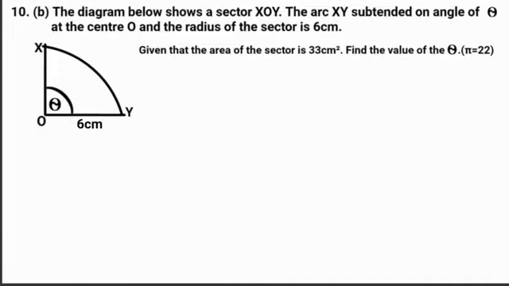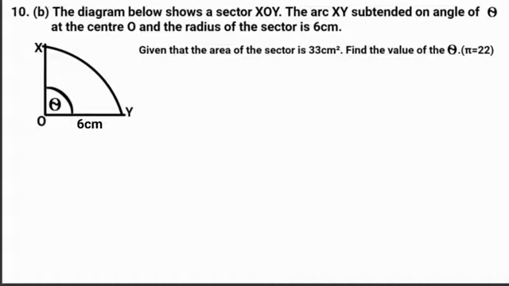Question 10b was as follows. The diagram below shows a sector XOY. The arc XY subtends an angle of theta at the center O, and the radius of the sector is 6 centimeters. Given that the area of the sector is 33 square centimeters, find the value of theta. We are told to take pi to be 22/7.